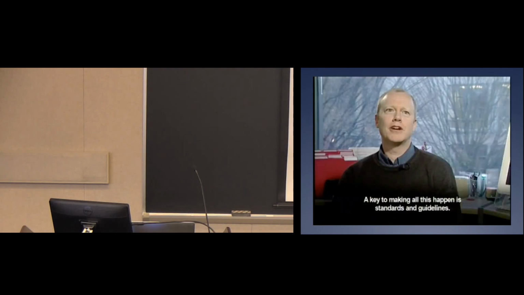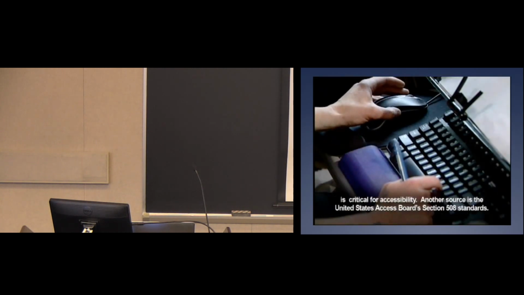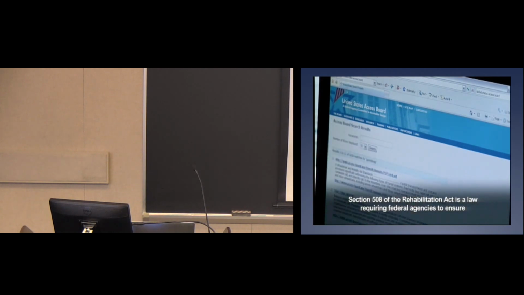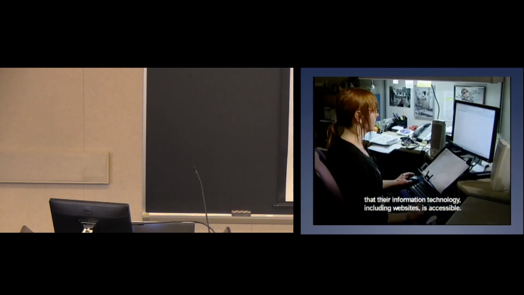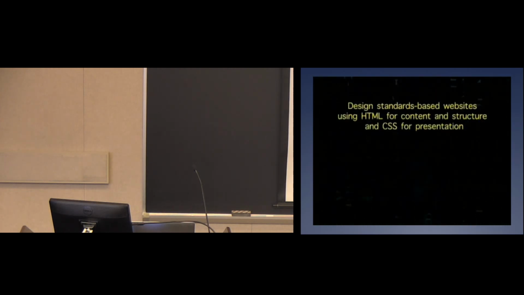A key to making all this happen is standards and guidelines. Adopting standards such as the W3C's Web Content Accessibility Guidelines and ARIA is critical for accessibility. Another source is the United States Access Board's Section 508 standards. Section 508 of the Rehabilitation Act is a law requiring federal agencies to ensure that their information technology, including websites, is accessible.